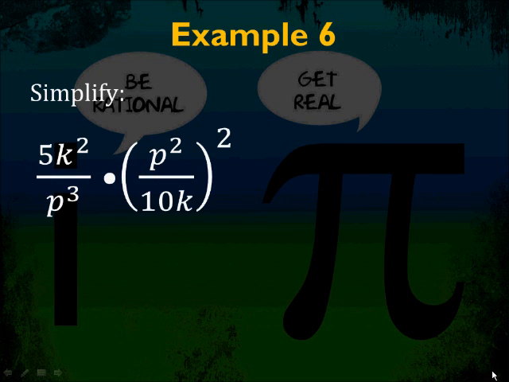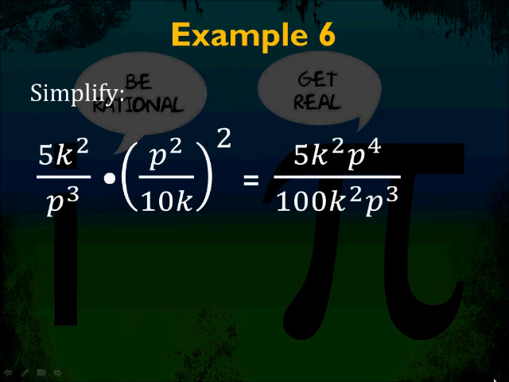Example 6, 5k squared over p cubed times the quantity p squared over 10k quantity squared. So first thing you want to do is apply this exponent to this parentheses, and you get 5k squared p to the 4th times 100k squared p cubed. This becomes 100k squared. This becomes p to the 4th. After that, we just multiply the top across and the bottom across, and this is what you get.